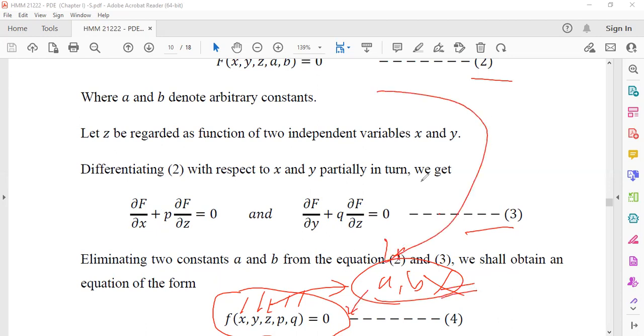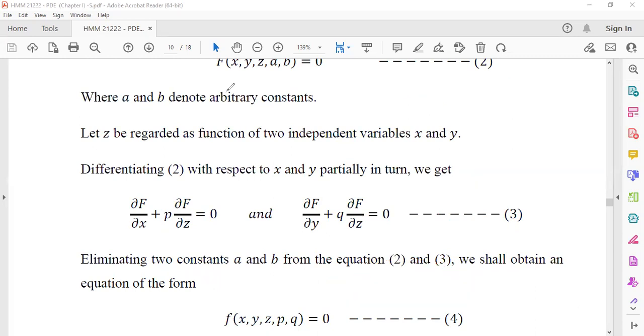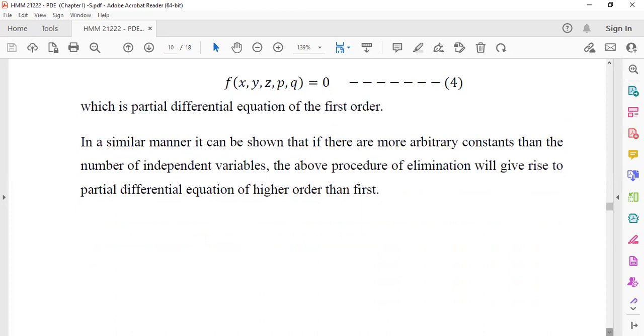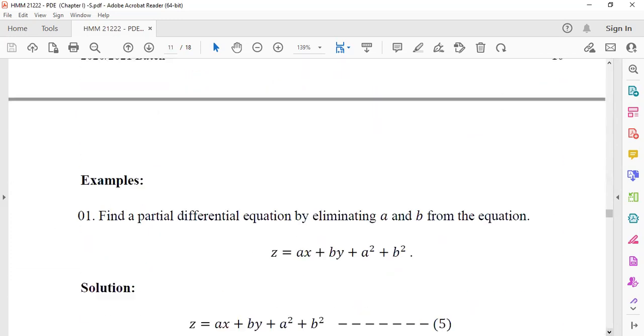If you see one example, I hope you understand. So I'll go through it, which is our first order partial differential equation. Similarly, in a similar way, it can be solved if there are more arbitrary constants or a number of independent variables. You can go through it and find out. If it is higher order, you have to differentiate again, eliminate the arbitrary constants and find the answer. I'll show you one example.